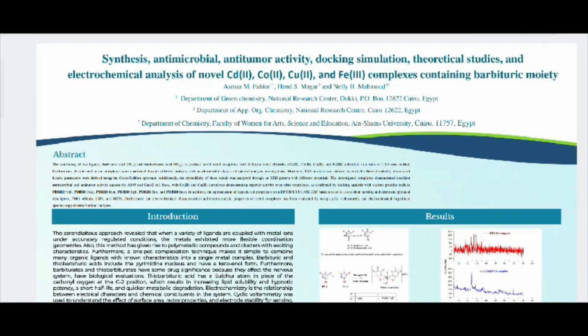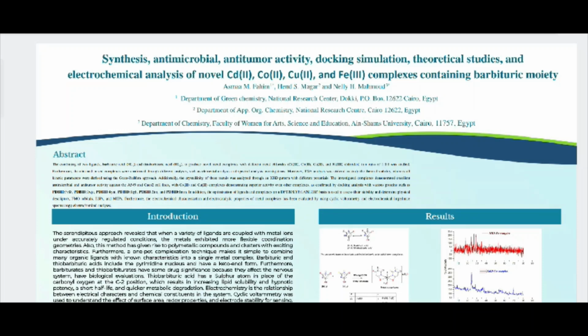Antimicrobial and anti-tumor activity, docking simulation, theoretical studies and the electrochemical analysis of novel cadmium, cobalt, copper and iron complexes containing barbituric moiety. The authors are Asma Fahim, Hend Magdy and Nelly Hussein Mahmoud. The combination of two ligands, barbituric and dibarbituric acid, to produce novel metal complexes with different metal chlorides in a molar ratio of 1:1:1 was studied.